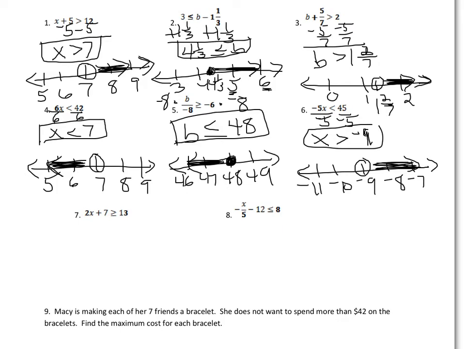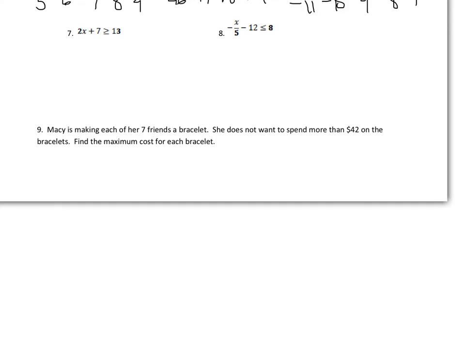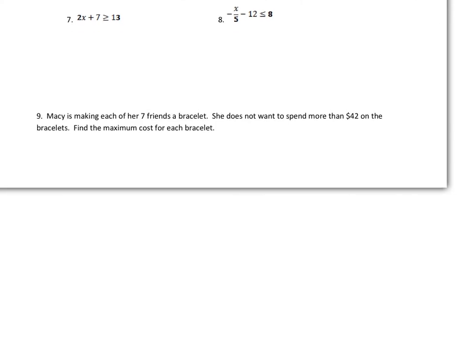All right. Let me move this up so we can see the next few examples. All right, number 7. This is just like a multi-step equation. We have a multi-step inequality. We have 2x plus 7 is greater than or equal to 13. So we're going to deal with our adding and subtracting first. So we're going to subtract 7 from both sides. We get 2x is greater than or equal to 6.